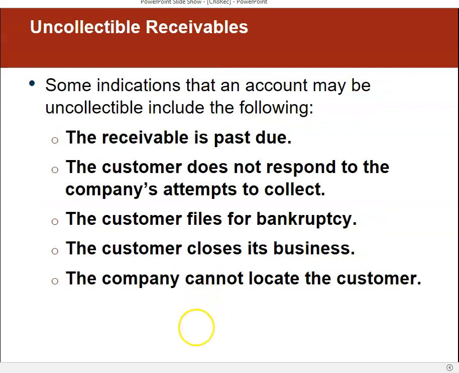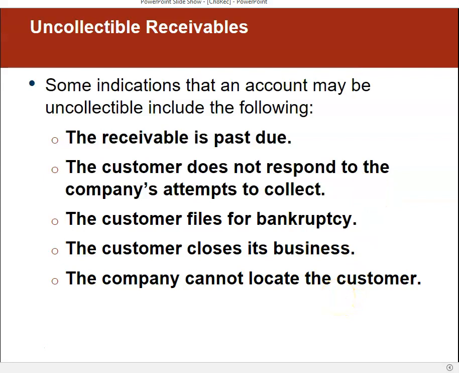All right, so how do we make this determination? After all, we sold this merchandise on credit. That means that we're not getting the money up front. So some indications that an account may be uncollectible: the due date comes and goes and we don't have our money. Customer ignores us. The customer files for bankruptcy. That's a pretty good indication that our receivable is no longer any good. Customer just simply closes up shop. Could be related to the second item here. And we simply cannot locate the customer.